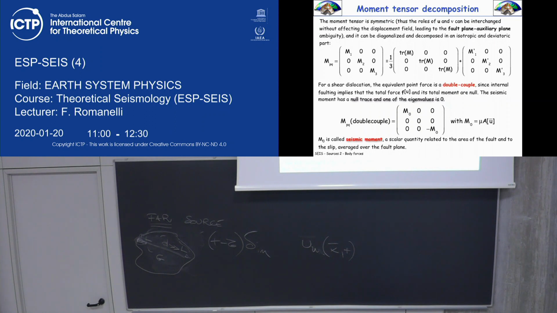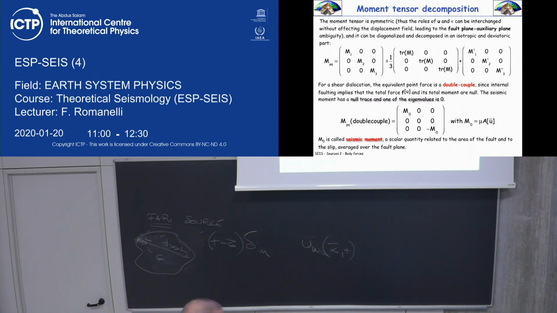So, to have total forces zero, the trace has to be zero. To have all the moments zero, the only possibility is that when you have a point source, you have a couple, say plus and minus, and one has to be 0. Otherwise, you're not satisfying the condition of null moment. For null resultant, the trace is 0. Okay?